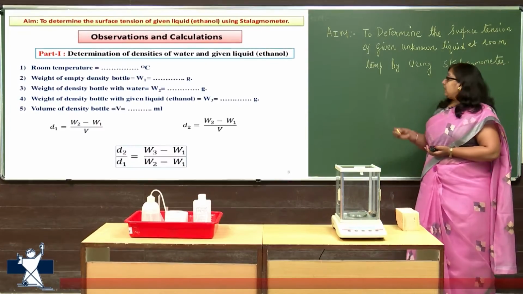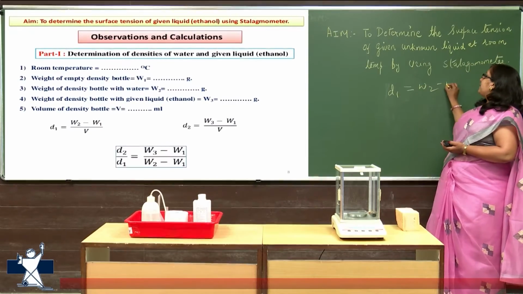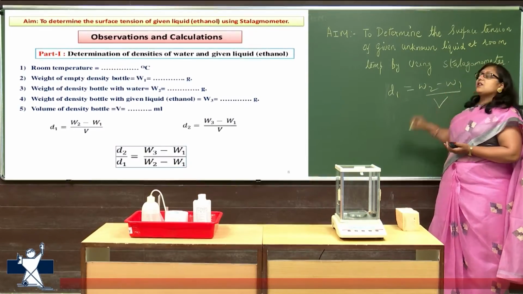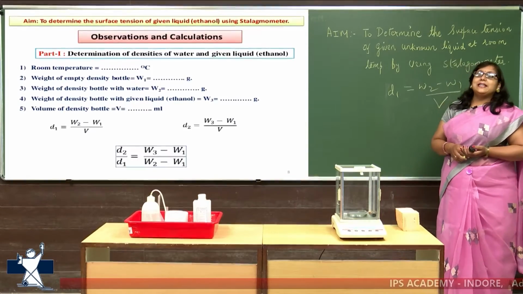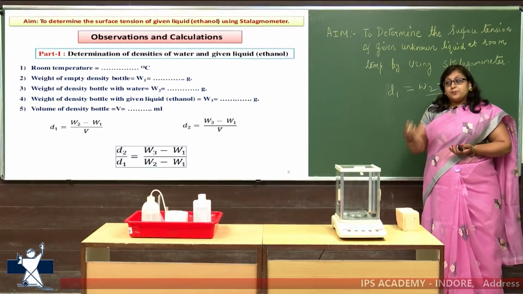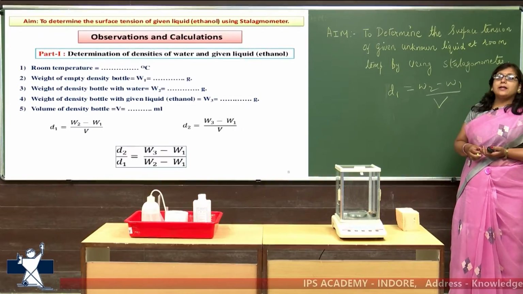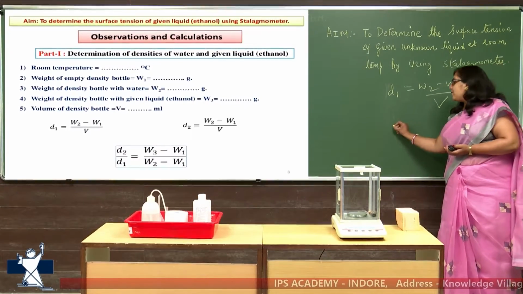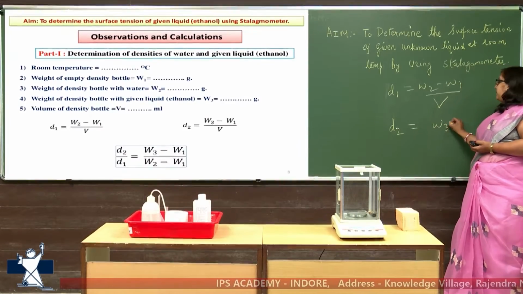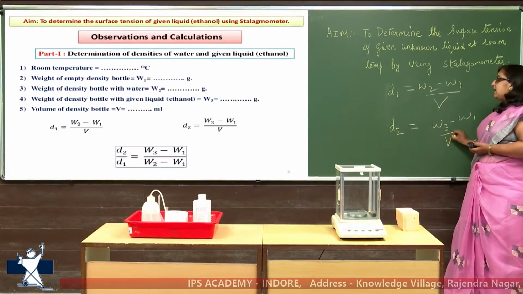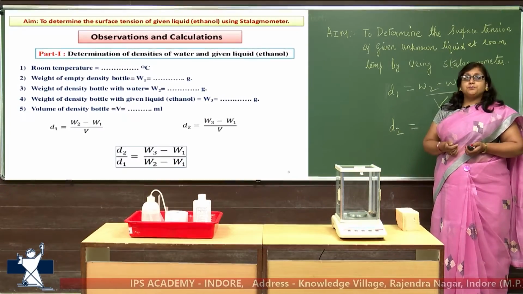Then we are going to calculate the density with the formula, that is d1 is equal to W2 minus W1 upon V. V is the volume of the density bottle which is always fixed, that is the volume of the liquid is 25 ml. Basically, a density bottle is also known as a pycnometer. In the market, it is called a pycnometer. And second will be the density of the ethanol, that will be W3 minus W1 upon V.